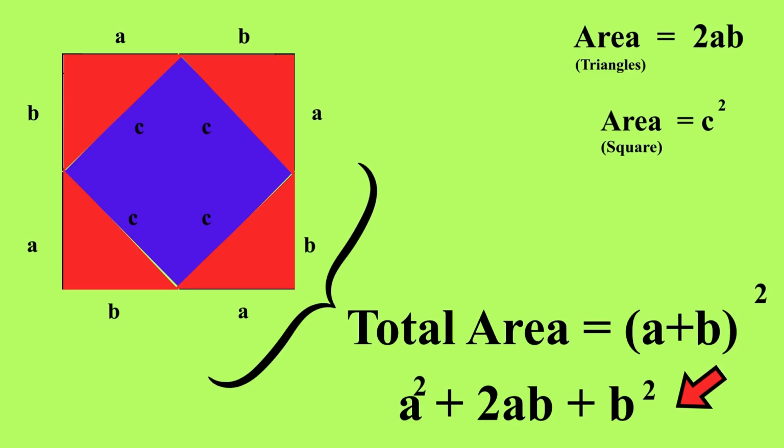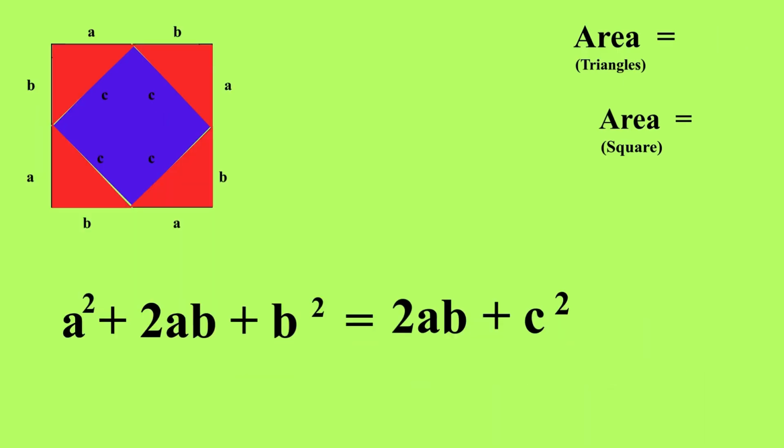Now we can rewrite this, since we know that the area of the smaller figures that add up to a larger figure are the same thing as the area of the larger figure. We can say that the area of this entire square can be represented as the area of all four triangles plus the area of that smaller square inside. So we can express this as a squared plus 2ab plus b squared is equal to 2ab plus c squared. Remember, 2ab is the area we found for all four triangles, and the area of the square is c squared.